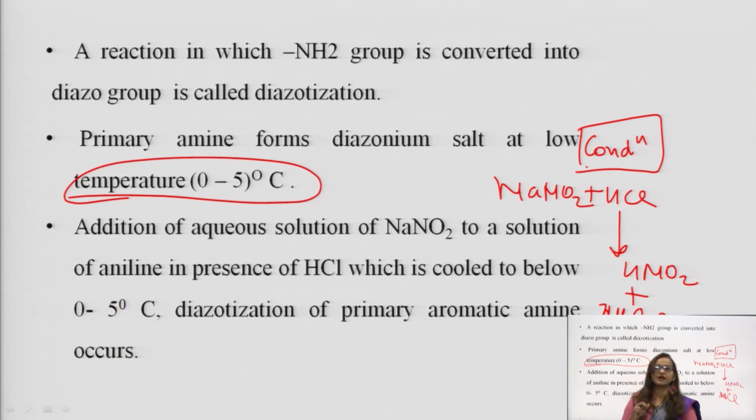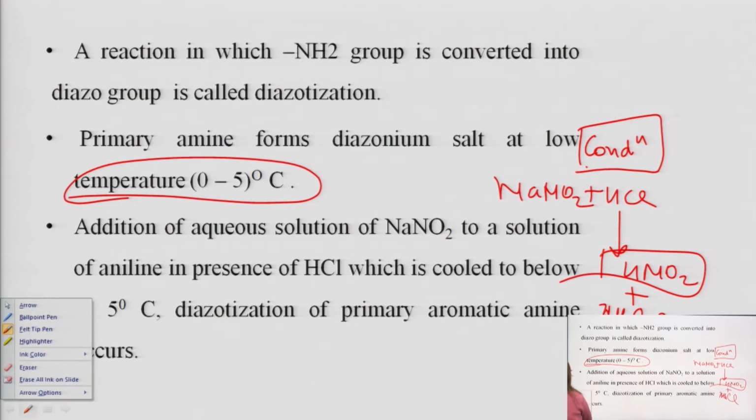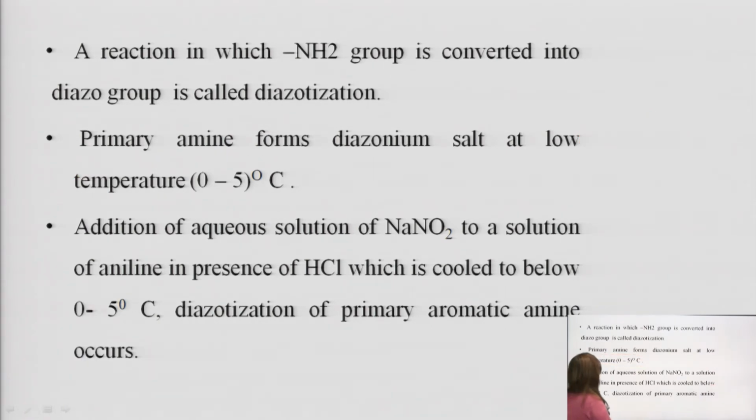Another thing you must have in your mind is how you can prepare this nitrous acid, because every time you have to prepare a fresh nitrous acid. A very simple formula for formation of that nitrous acid is when sodium nitrite is treated with HCl, right?